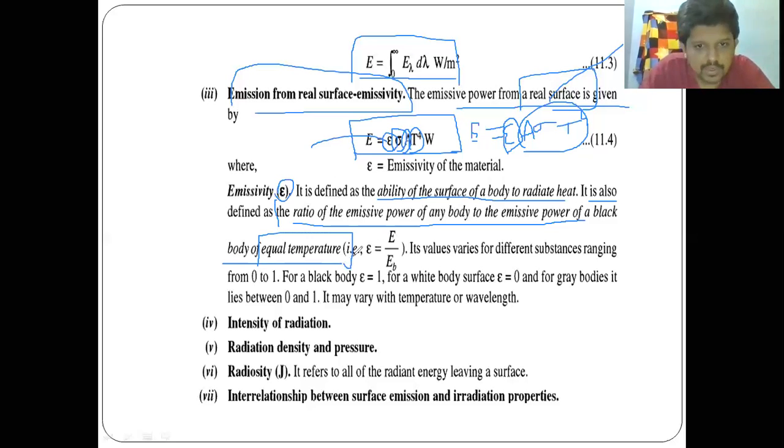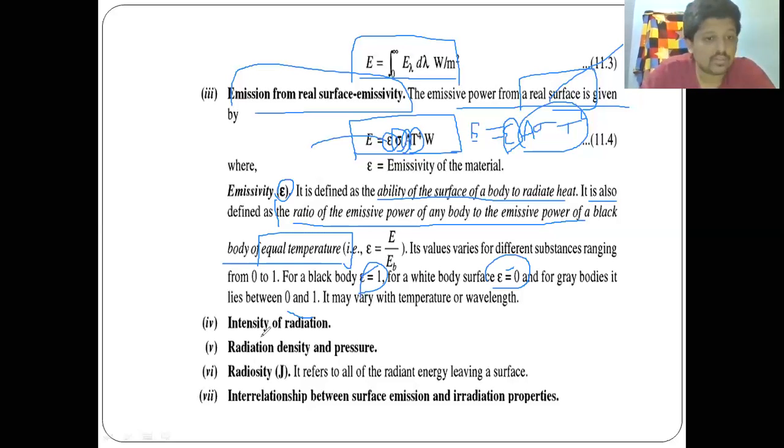For a black body, it is 1. For a white body, it is 0. And for gray bodies, it is between 0 and 1. I think we are clear.